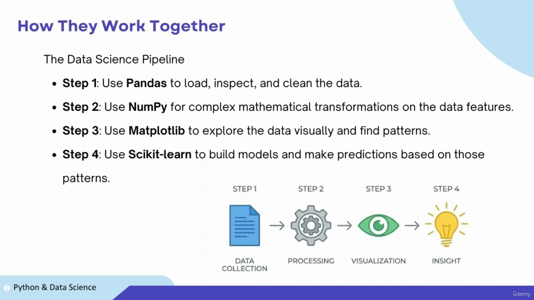So, how do we put this all together? Let's look at the data science pipeline. Step 1, collection. We use Pandas to load our data from a file, inspect it, and clean up any mess. Step 2, processing. We use NumPy to perform complex mathematical transformations on the features. Step 3, visualization. We use Matplotlib to explore the data visually, looking for patterns or outliers. Step 4, insight. We use Scikit-learn to build a model based on those patterns and make predictions about the future. This pipeline is the industry-standard workflow.